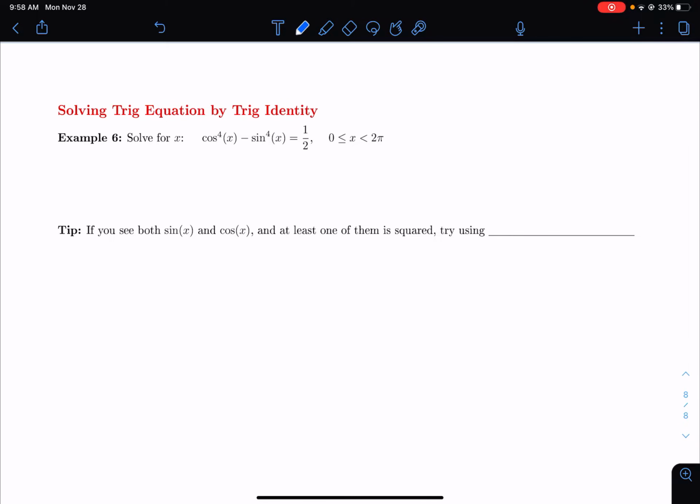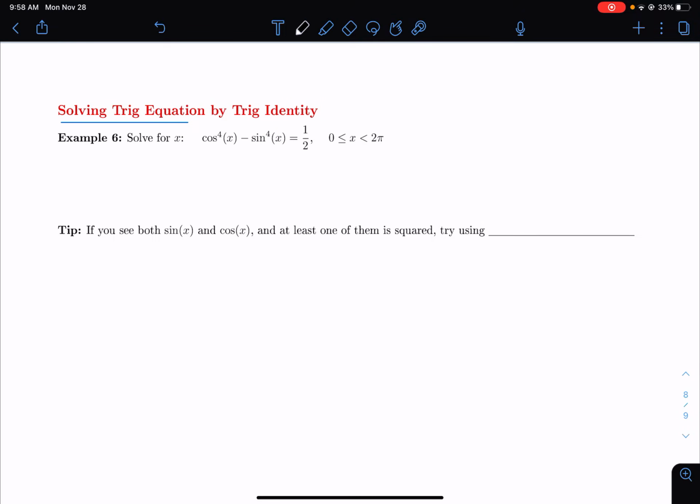In this video, we are continuing section 6.4 on solving trig equations, and we'll do an example where we solve a trig equation using a trig identity. So the example says we have cosine to the fourth of x minus sine to the fourth of x equals 1/2. And it's specifying that x needs to be a value between 0 and 2 pi. Okay, so how do we get started with this?